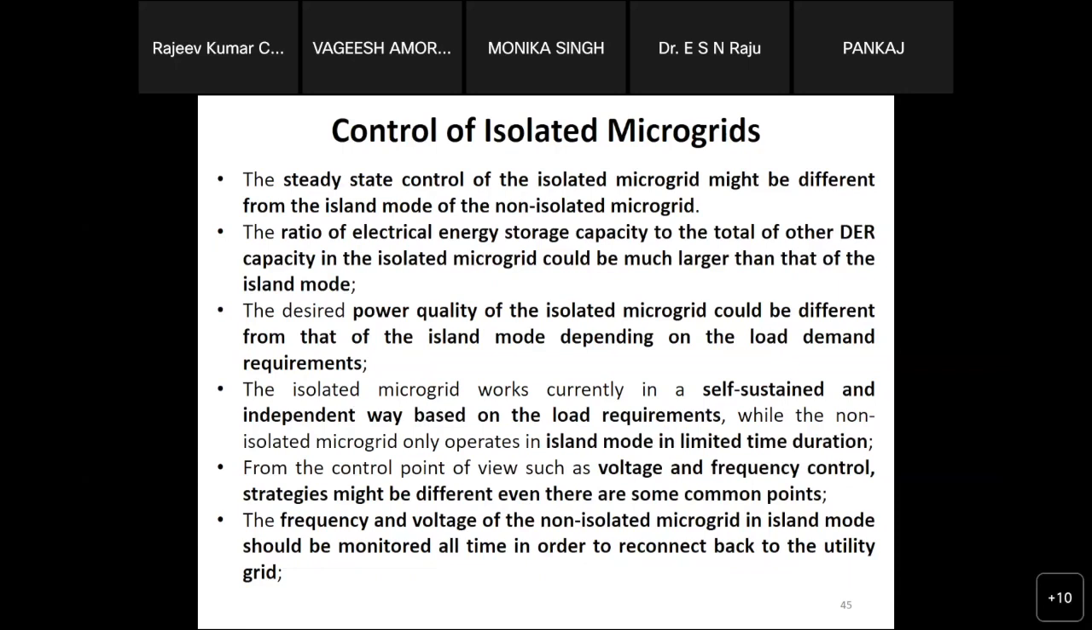When we see the power quality of the isolated microgrid also, we have to take care of each and everything, including the voltage and frequency control. The control strategies for voltage and frequency will be different from whatever voltage and frequency control we are using in the islanding mode operation of the non-isolated microgrid. These things are completely different. In the isolated microgrid there won't be any option of the grid, so everything should be controlled from whatever resources and controls are available in the isolated microgrid.